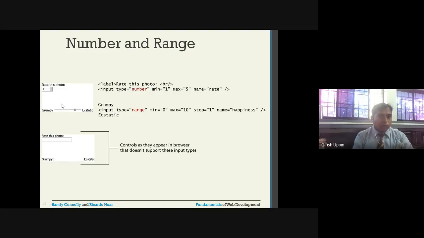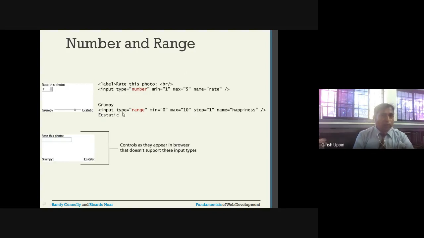Next one is the range control. This is how the range control looks. Suppose you want to measure the mood of a certain situation. You can have a range, since it is not well defined. So if you want to have a range, we have grumpy or ecstatic. Between grumpy and ecstatic, whatever value you want to give, you can set it as a range. So here grumpy and ecstatic are just text content, and in between I have the input control for the range.